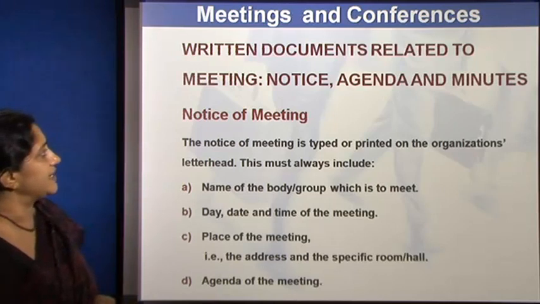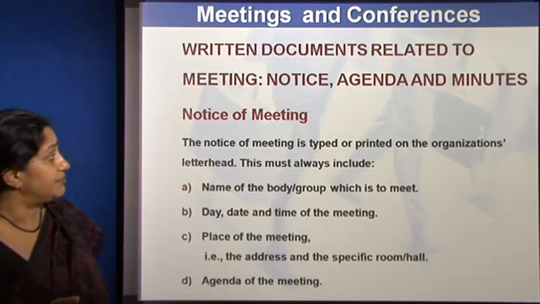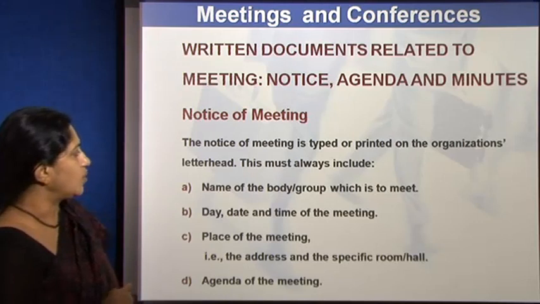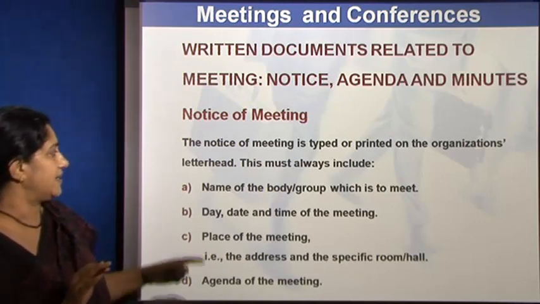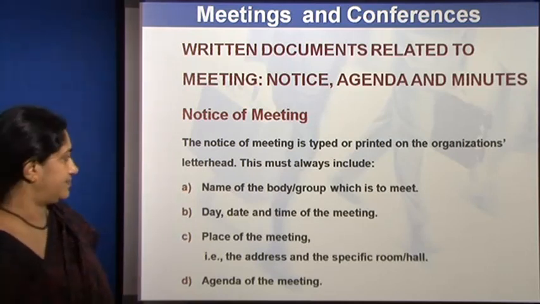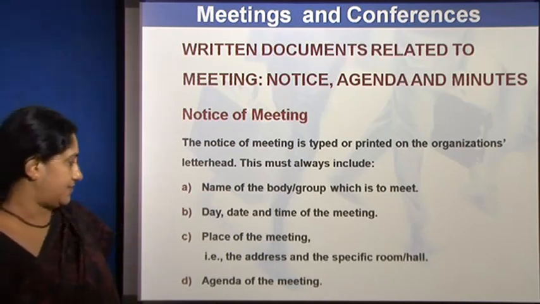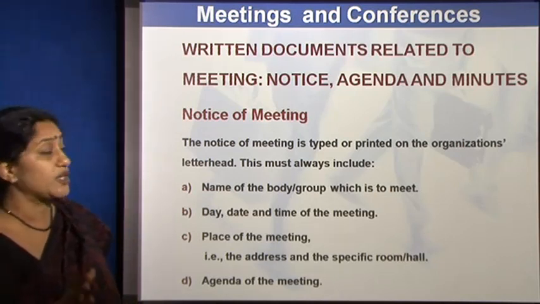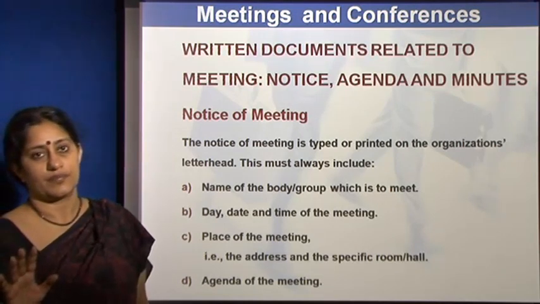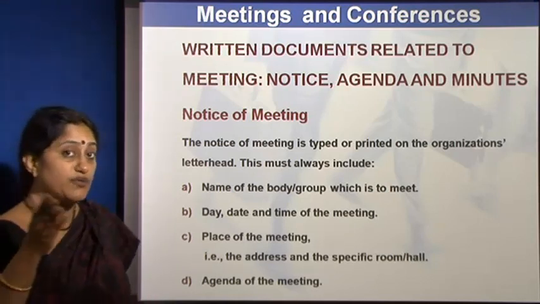What are the written documents related to a meeting? Notices, agenda, minutes. We already heard some of them, so let's see what each of these are. The notice of the meeting basically has the name of the body or group which is to meet, sales meeting, day, date and time of the meeting, place of the meeting, the address and the specific room, hall, so that people can reach on time, agenda of the meeting. This is what a notice of the meeting contains, and this needs to be circulated to one and all before the meeting commences.